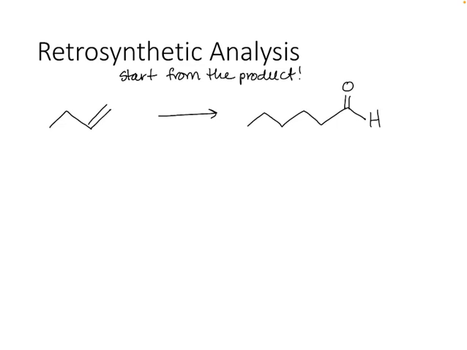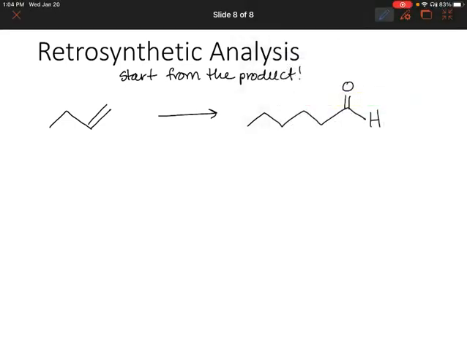All right, so let's start from the product, like we said. And let's just double check, how many carbons do we have compared to our starting material? So we have 1, 2, 3, 4, 5, 6. And our starting material has 1, 2, 3, 4. Okay, so at some point we have to add more carbons on. And then at another point we have to change our functional group to an aldehyde.